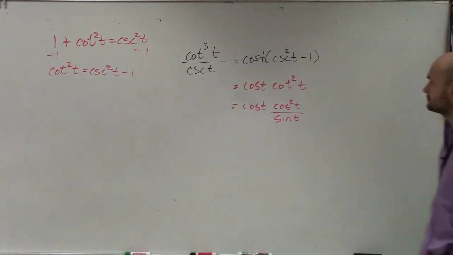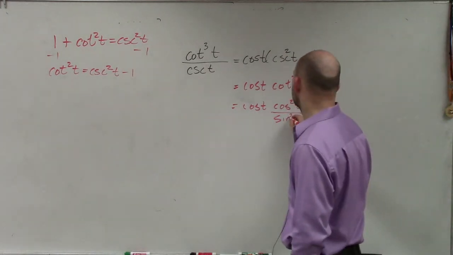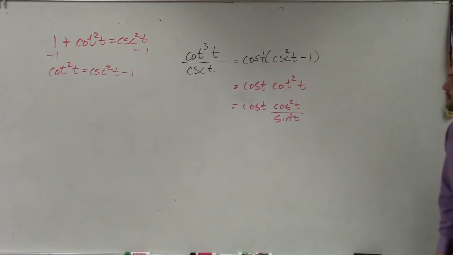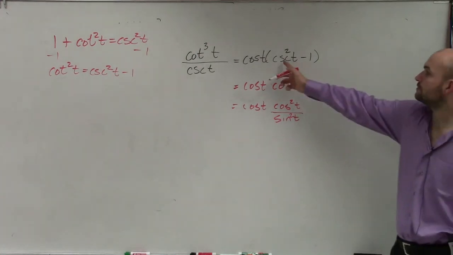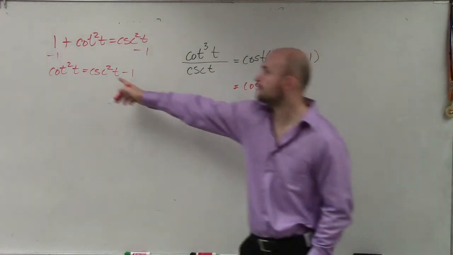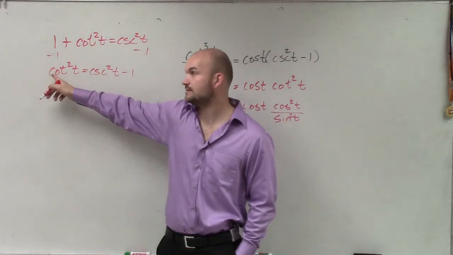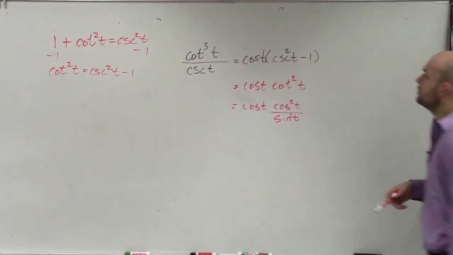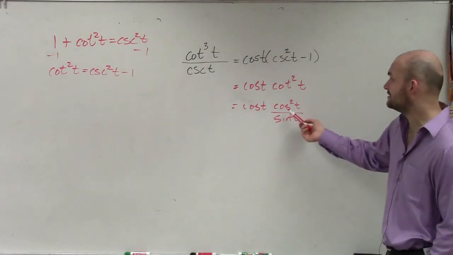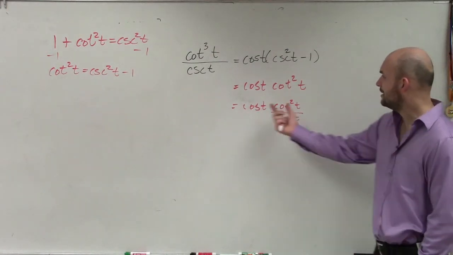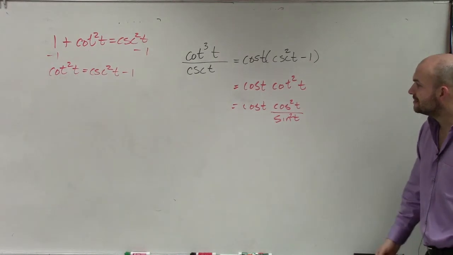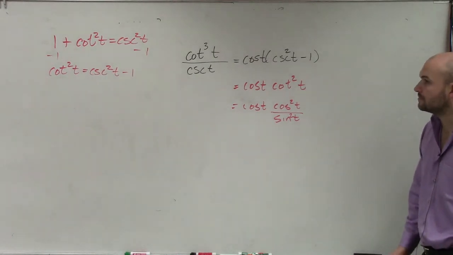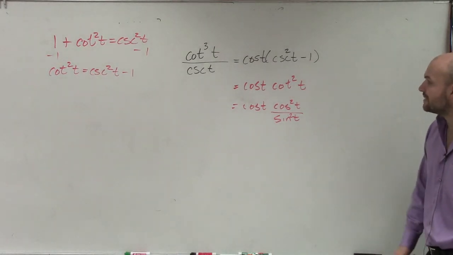Wait, which side are you? I'm working on the right side. What did you do with the 1? I rewrote cosecant squared of t minus 1 as cotangent squared of t, because that's the Pythagorean identity. Oh. So when I look at this, and again, I'm trying to get this cotangent, well, I can multiply this across, and that's going to give me cosine cubed divided by sine.